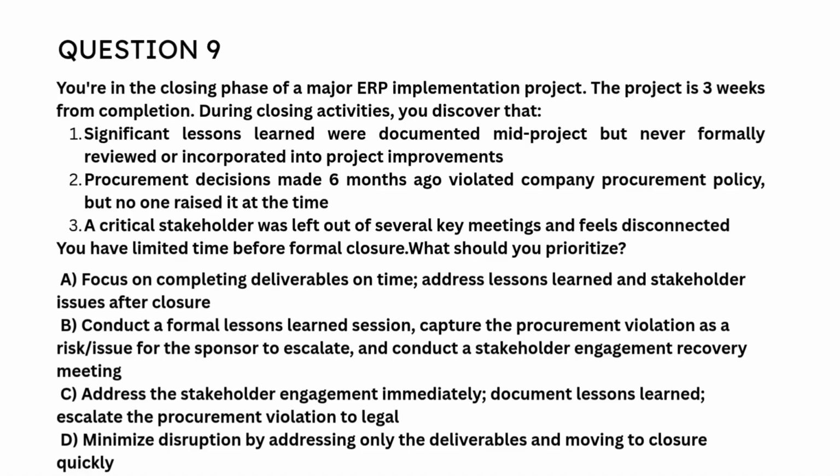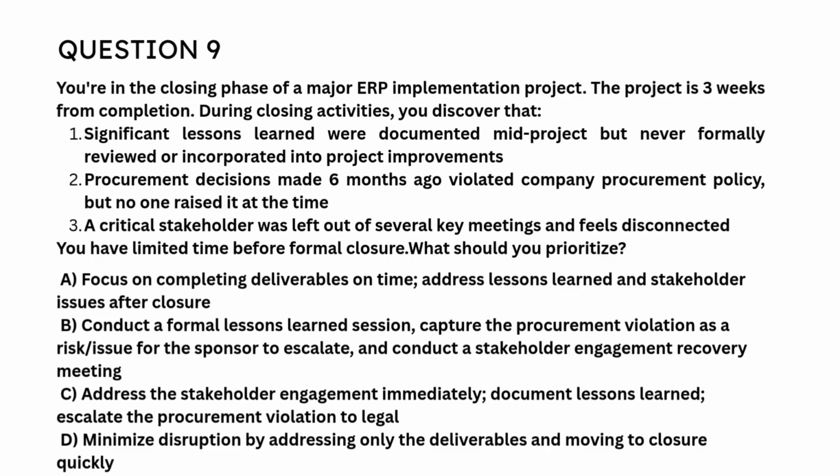Question 9. You're in the closing phase of a major ERP implementation project. The project is 3 weeks from completion. During closing activities, you discover that 1. Significant lessons learned were documented mid-project but never formally reviewed or incorporated into project improvements. 2. Procurement decisions made 6 months ago violated company procurement policy, but no one raised it at the time. 3. A critical stakeholder was left out of several key meetings and feels disconnected. You have limited time before formal closure.